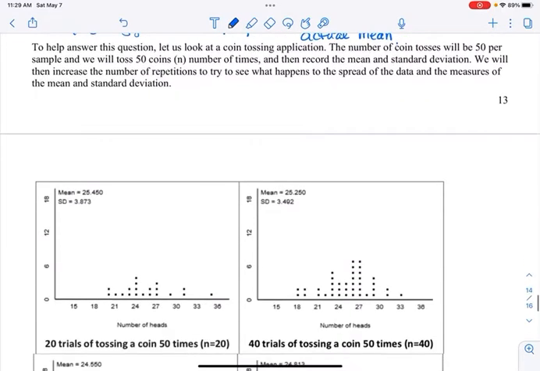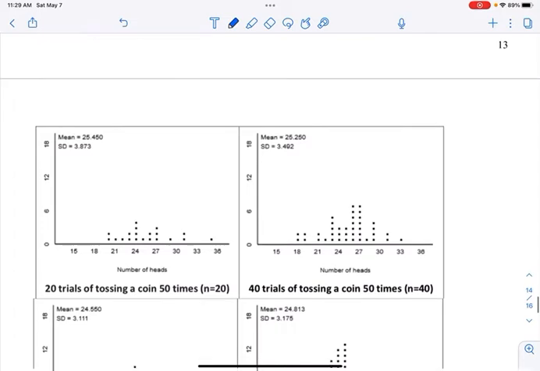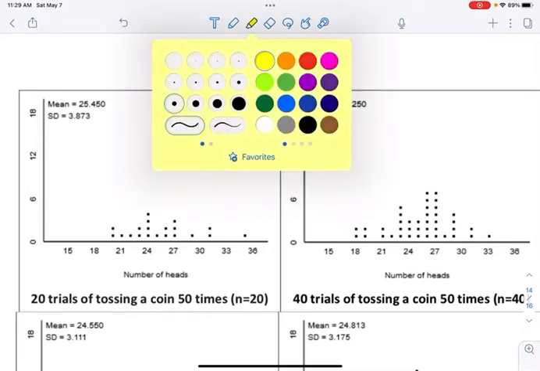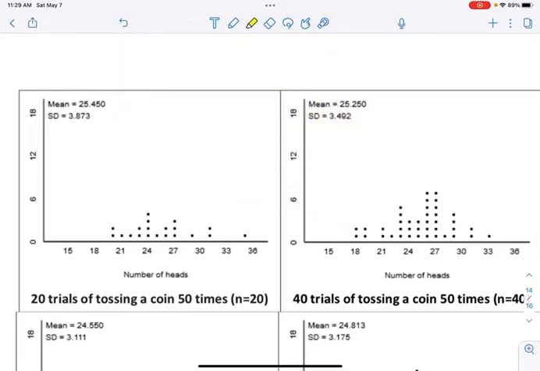So the first one that I did was 20 trials of tossing a coin 50 times. You can see my mean. I'll zoom in a little bit. My mean is 25.450, and remember, there's 50 tosses each time. And my standard deviation is 3.873.